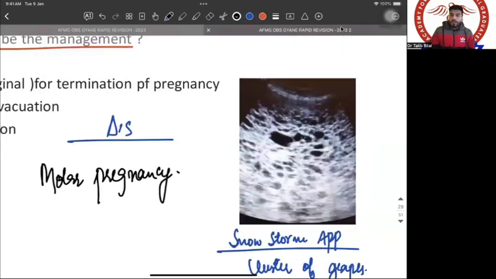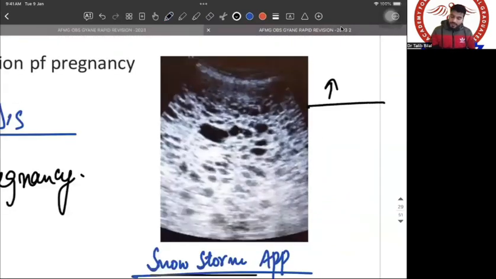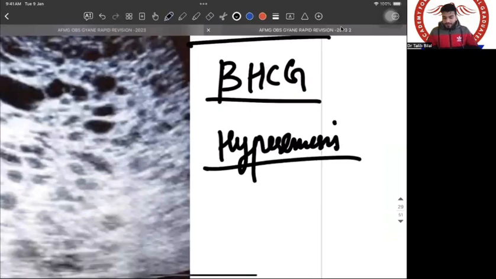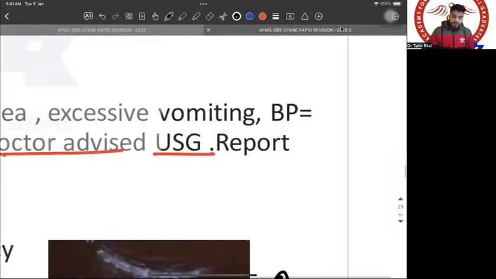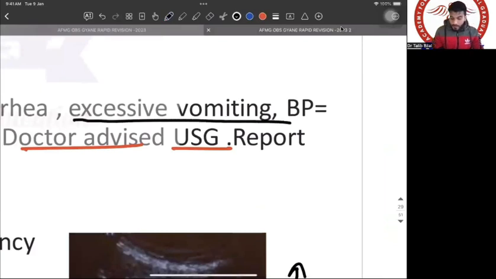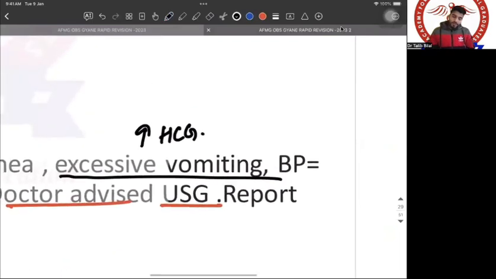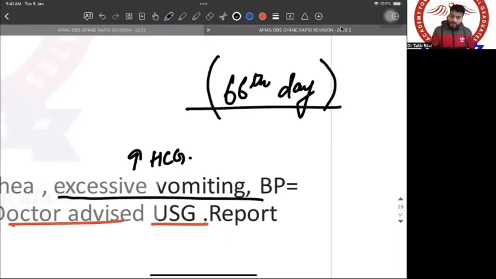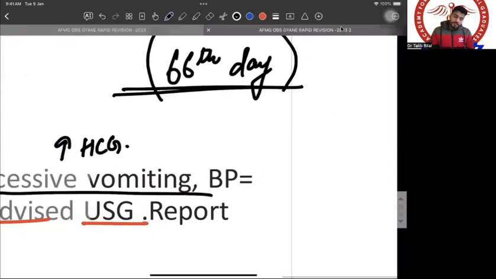Okay, and in molar pregnancy, there is an increase of which hormone, guys? There is an increase in beta HCG. And due to this increased beta HCG, there is hyperemesis gravidarum. That is why the question is mentioning excessive vomiting. In pregnancy, the maximum peak of HCG is on which day, guys? Remember, this is again a one-liner, 66th day.